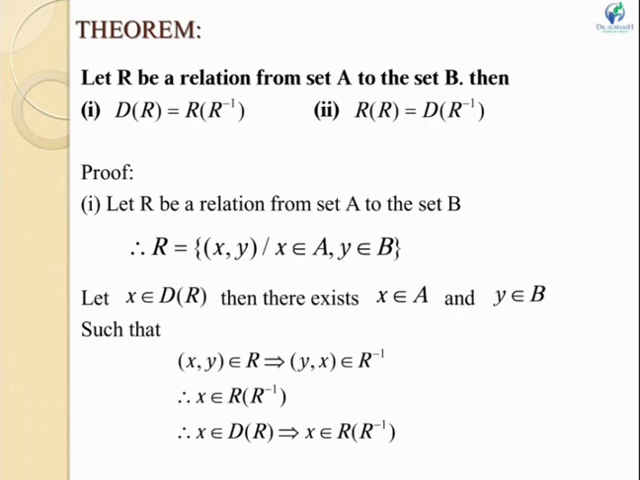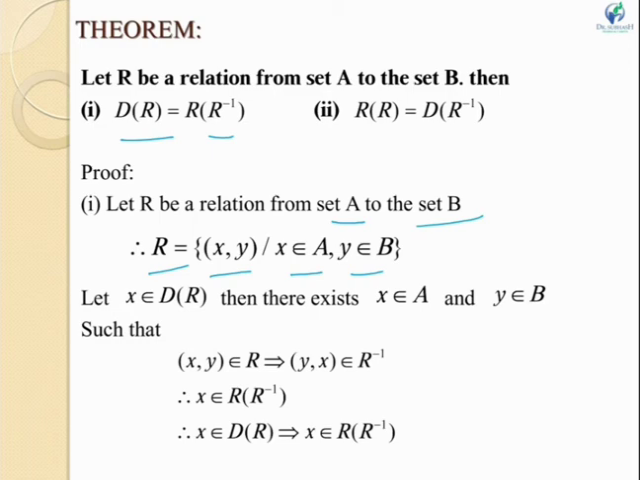Let us start with the first proof. We will prove first here that the domain of R is a subset of the range of R inverse and vice versa. Now see, the first proof is: let R be a relation from set A to set B. This is already given to us. So R will be equal to (x, y), where x belongs to A and y belongs to set B.